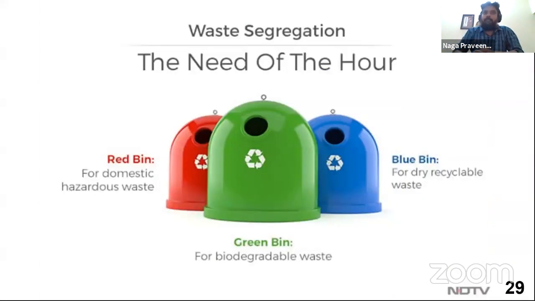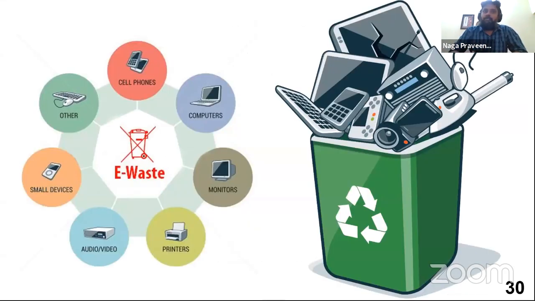And we usually have only two kinds of segregation, that is your green and the blue bin. But I would say we should also start having a red bin, which is for hazardous waste. The next hazard that you see in the 21st century is e-waste. Every house actually has so much electronic waste, which goes unattended, and then it becomes a hazard for the city and the environment around.